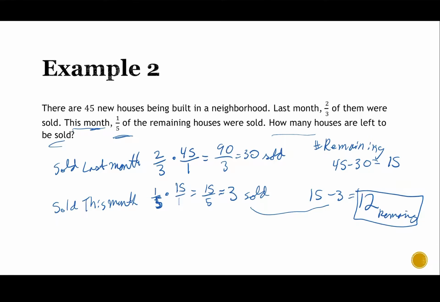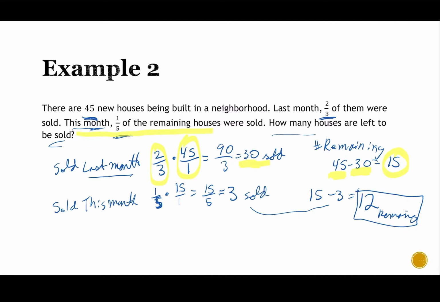Okay, let me talk through that again. So we have 45 new houses. Last month, 2/3 of them were sold. So to calculate the amount sold, I took, let's use a highlighter, 2/3 times 45. That left me with 30 that were sold. So of my 45 I originally had, we subtracted the 30 that were sold and got our new remaining for the start of next month, which was 15.